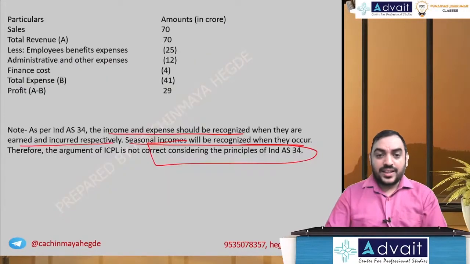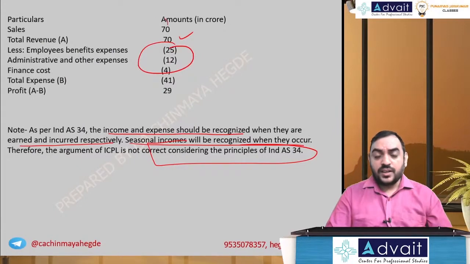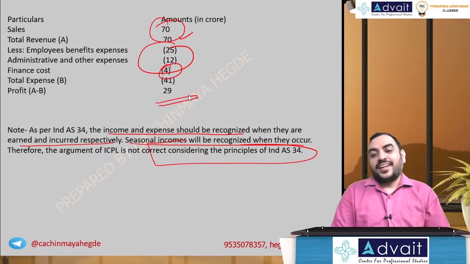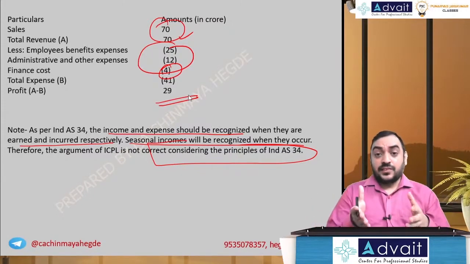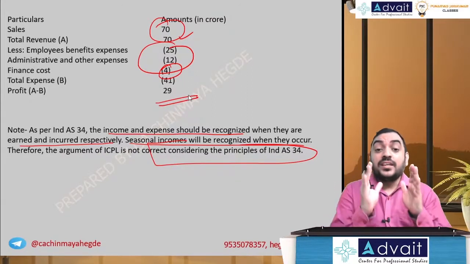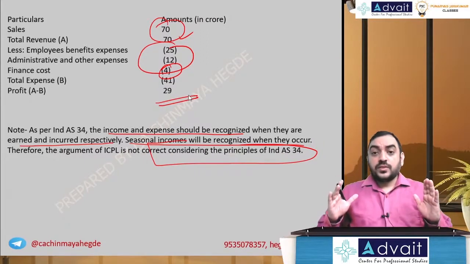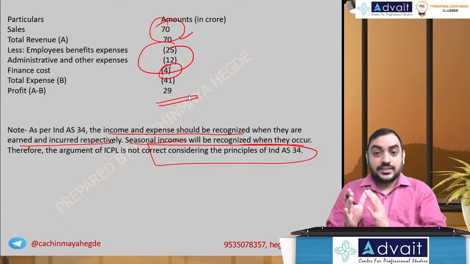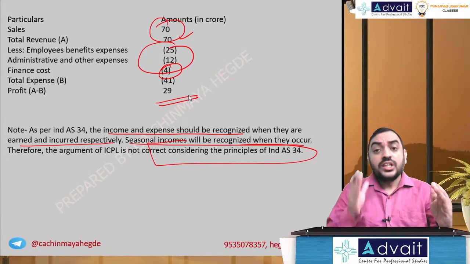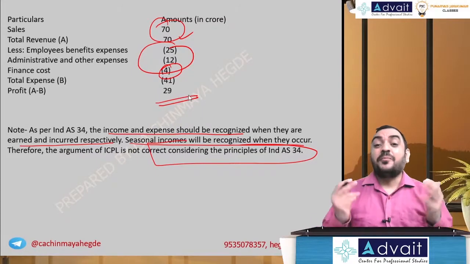So, that means you take sales as 70, employee benefit expenses 25, administration 12, finance cost 4, total becomes 41. 70 minus 41, total profit becomes 29. Not much complication there. Only point of discussion is expenses cannot be deferred merely on the ground that business is of seasonal nature. Expense and income should be recognized on accrual basis. As and when they're due, they should be recognized, whether income or expense. No question of any deferment. Fine.